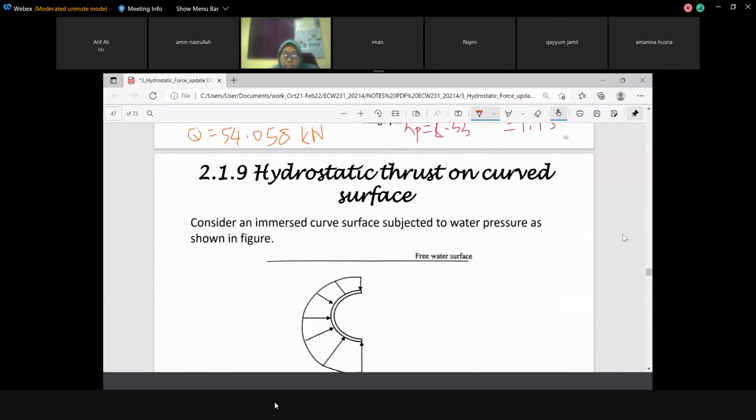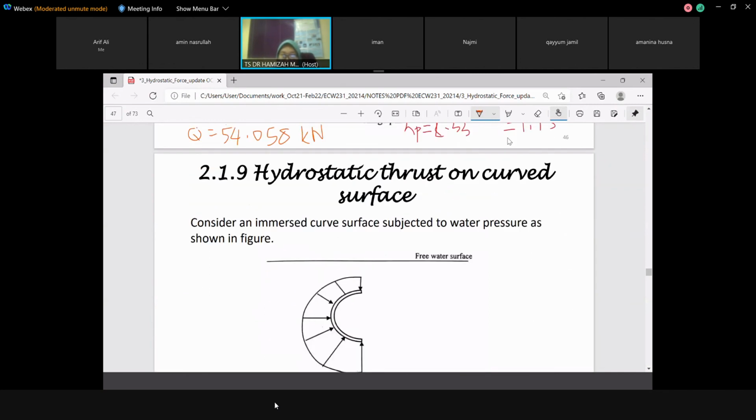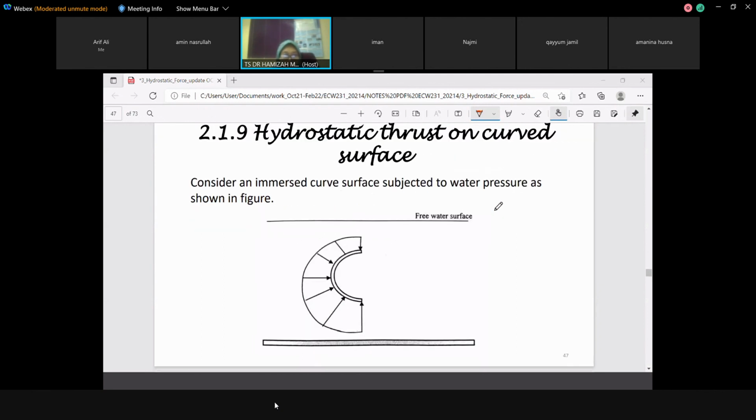Okay, I still need to continue a little bit on the hydrostatic force. Later we will go through the examples for the curved surface, but let's look at the formula first. Okay, you can try exercises for the inclined plane from the tutorial or past year questions. Okay, let's see the next topic 2.1.9, the hydrostatic thrust or force or pressure on the curved surface.